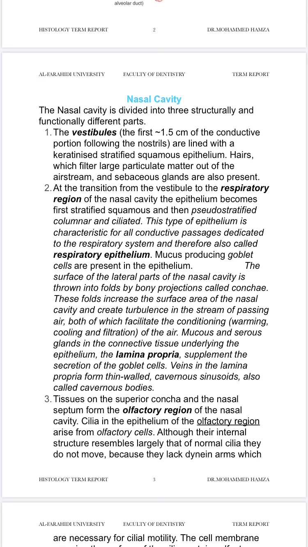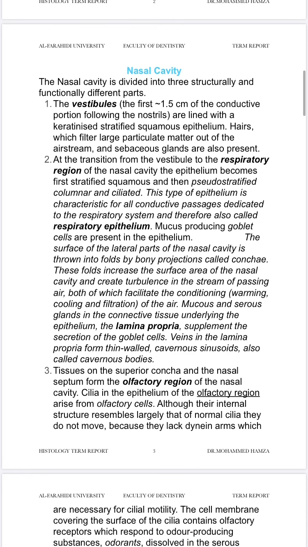This type of epithelium is characteristic for all conductive passages of the respiratory system, and therefore is also called respiratory epithelium. Mucus-producing goblet cells are present in the epithelium, and the surface of the lateral part of the nasal cavity is thrown into folds by bony projections called concha. These folds increase the surface area of the nasal cavity and create turbulence in the stream of passing air, which facilitates conditioning, which is the warming and cooling, and filtration of the air.